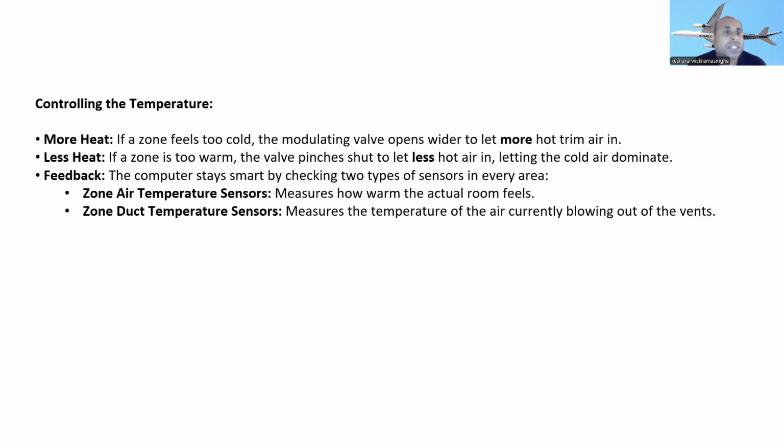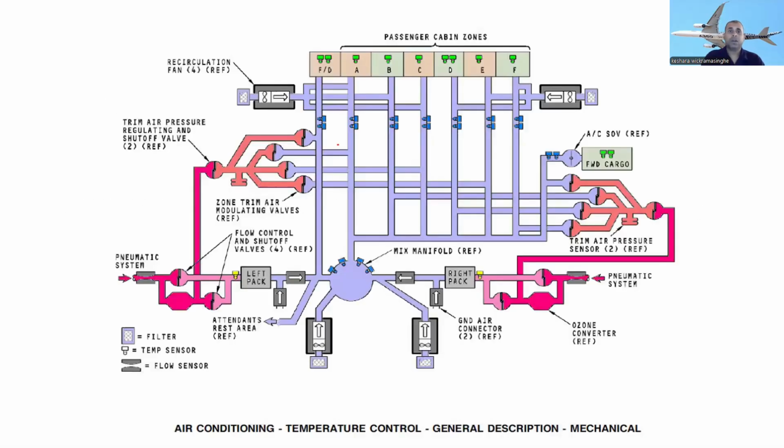Controlling the temperature: for more heat, if a zone feels too cold, the modulating valves open wider to let more hot trim air in. For less heat, if a zone is too warm, the valves pinch shut to let less hot air in, letting the cold air dominate. For feedback, the computer checks two types of sensors in every area. The zone air temperature sensors measure how warm the room actually feels, and the zone duct temperature sensors measure the temperature of the air currently blowing out of the vents. So this is the general description of the mechanical way.